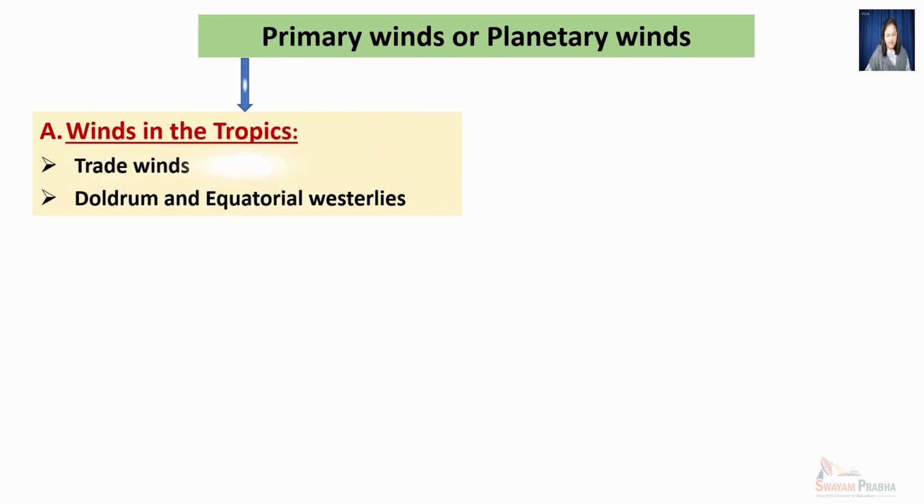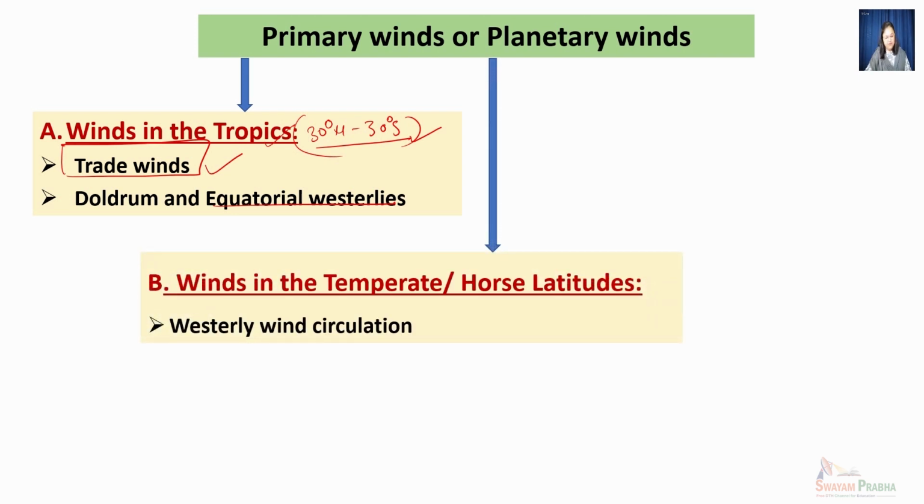Primary winds or planetary winds are further divided into three broad categories. First are the winds in the tropical areas, which extend from 30° north to 30° south in both hemispheres. Within this belt, you have two major winds: the trade wind and the equatorial westerlies. The second subtype is the winds in the temperate latitudes or the horse latitudes, which extend from 45 to 65° latitudes in both hemispheres. You have westerly winds blowing in these regions.